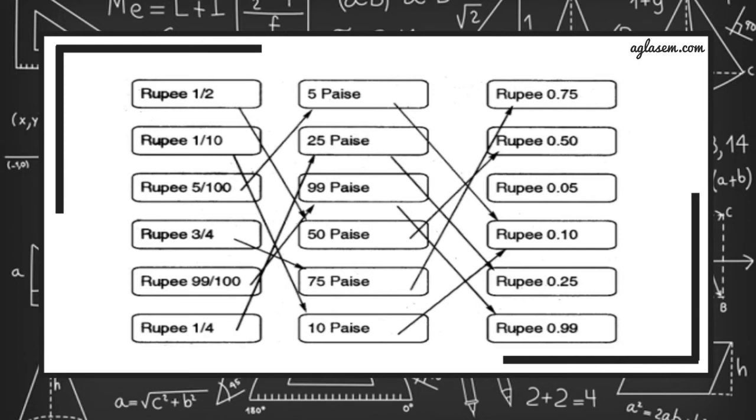This we can match with 99 paisa, and further we can match that with rupee 0.99. The last one is rupee 1 upon 4. This we can match with 25 paisa, and 25 paisa we can match with rupee 0.25.